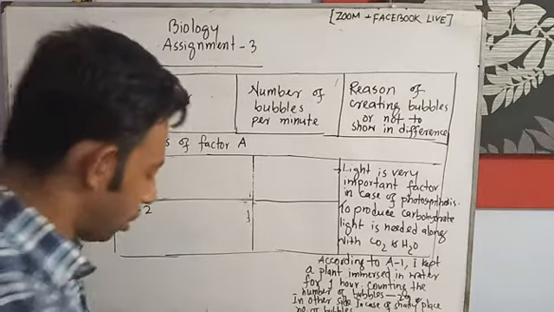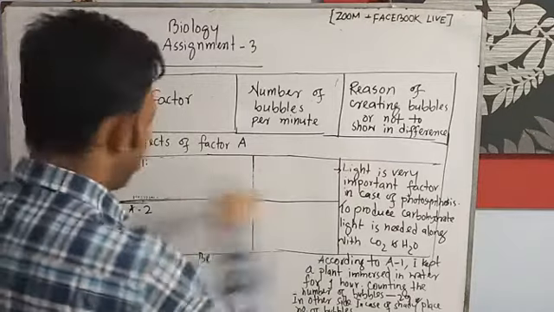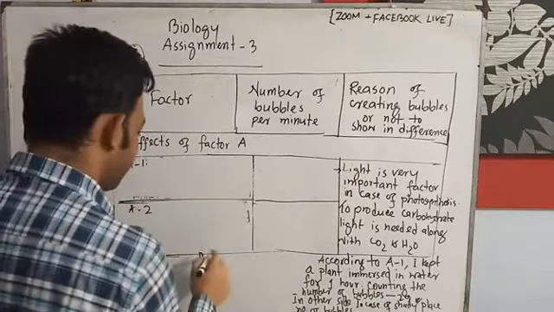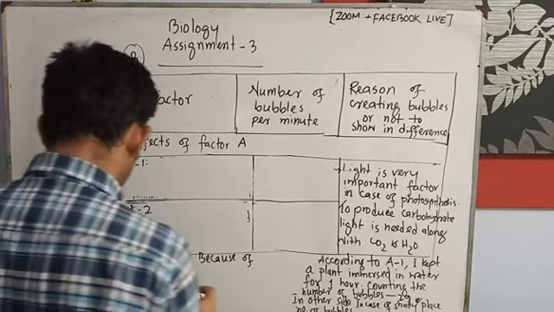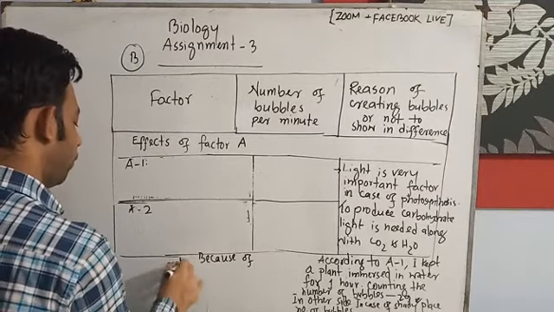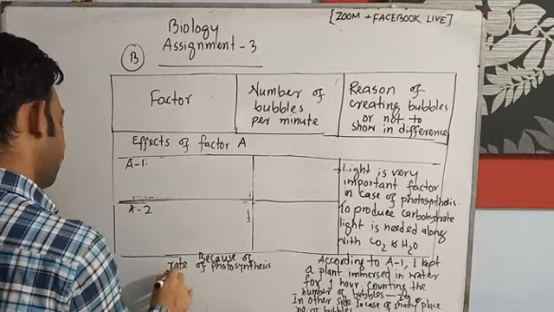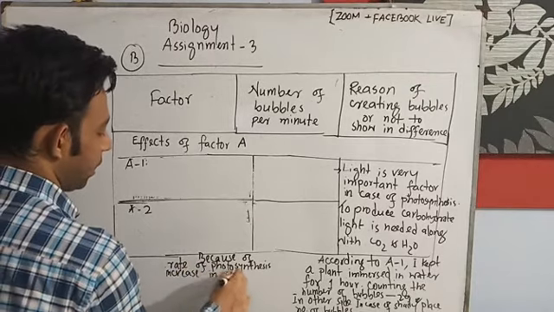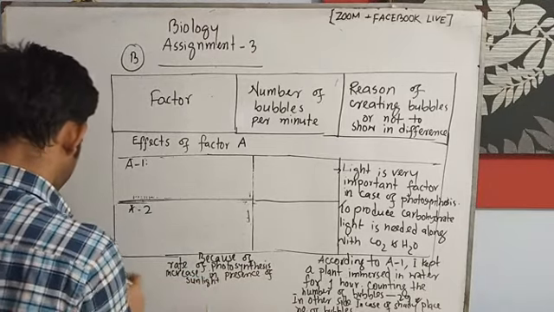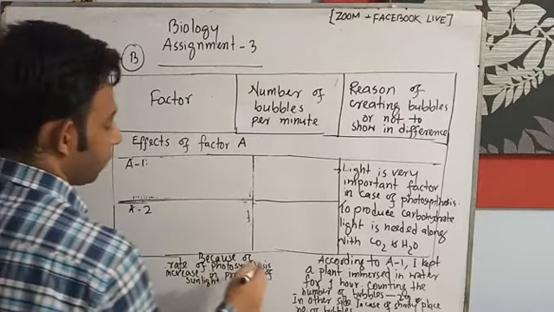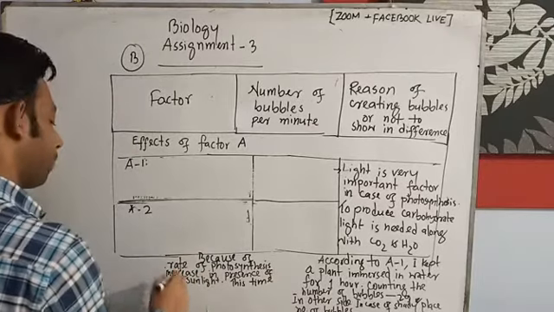In case of a shady place, the number of bubbles you will write. Then the reason: I have not enough space, so I write it in here, because after it is the box of A1 and A2 effects of factor A. Because the rate of photosynthesis increases in presence of sunlight, in presence of sunlight this time bubbles are created more.